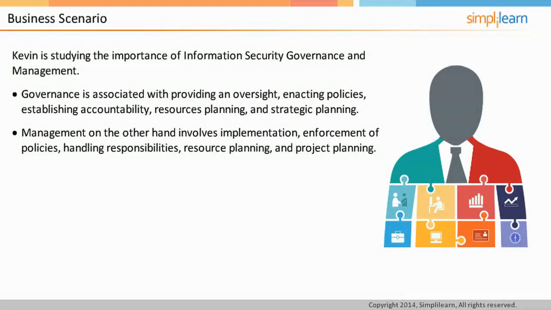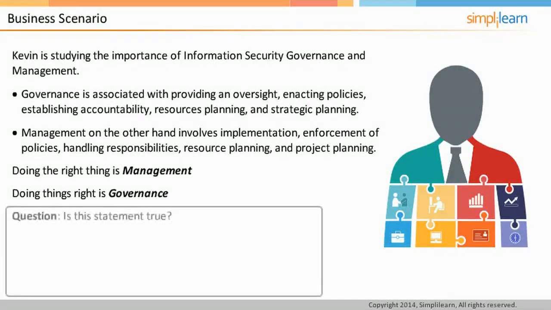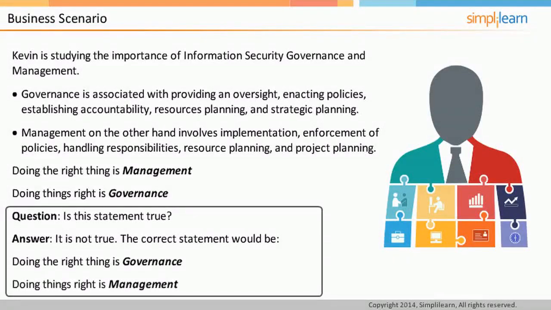Based on his observations, Kevin concluded that doing the right thing is management and doing things right is governance. Is this statement true? It is not true. The correct statement would be, doing the right thing is governance, and doing things right is management.